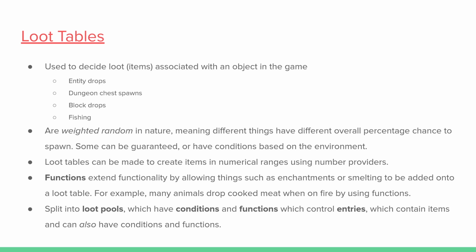So loot tables define what loot comes out of things. They're weighted random in nature, meaning you can define the relative weight of different objects within the loot table and their chance of spawning.